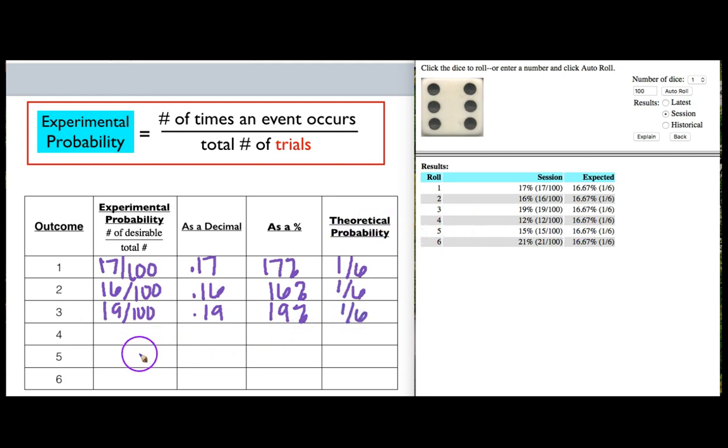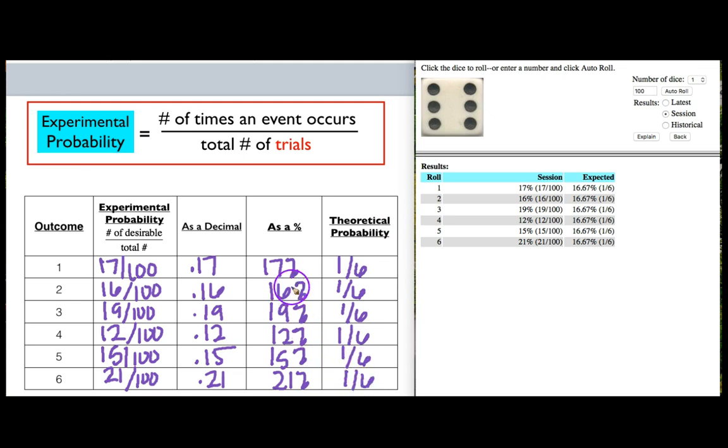A 4 was 12 out of 100, which is 12 hundredths, which is then 12%, and that leaves us with, once again, 1 out of 6 theoretically. A 5 was 15 out of 100, which is 15 hundredths, which is then 15%. Theoretically, we expected it to be 1 out of 6. And last but not least, 6 was 21 out of 100, so it's 21 hundredths and 21%. But yet again, theoretically, 1 out of 6.